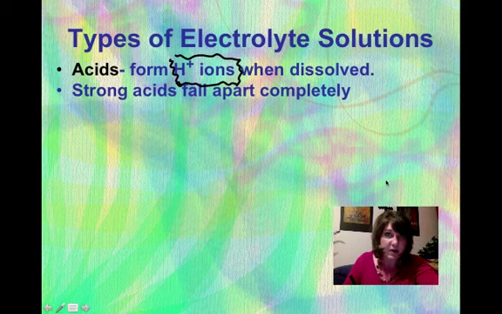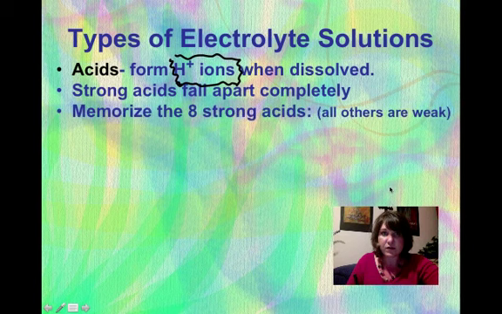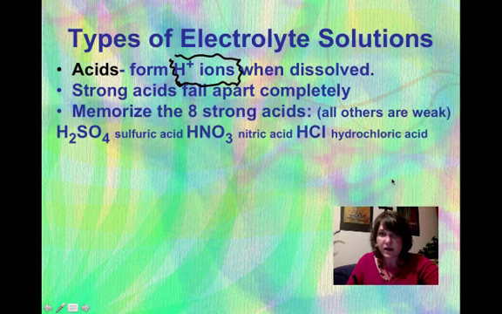There's hydrogen ion pumps where electricity or energy is literally captured at the cell membrane every time a hydrogen ion goes through it. So strong acids are going to dissociate completely. That's why they're called strong. Like a strong electrolyte breaks apart completely, so do strong acids. You need to memorize 8 acids. All the other ones are weak, so you don't want to memorize all of the rest.